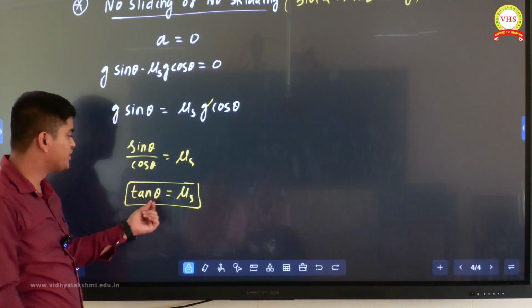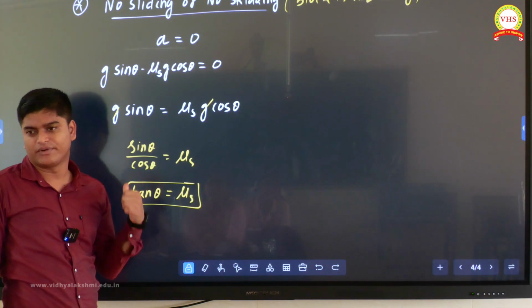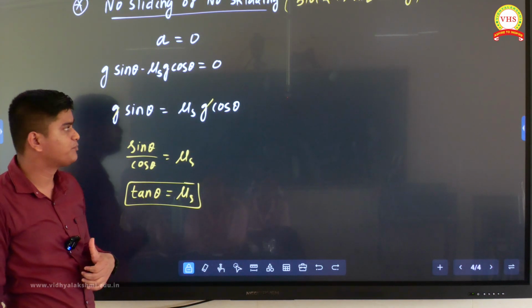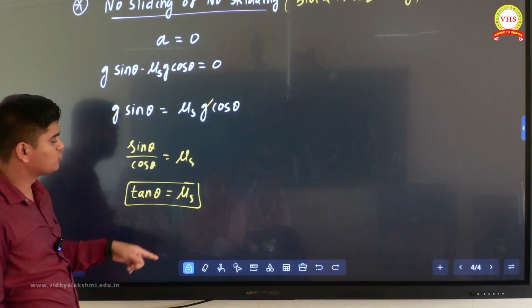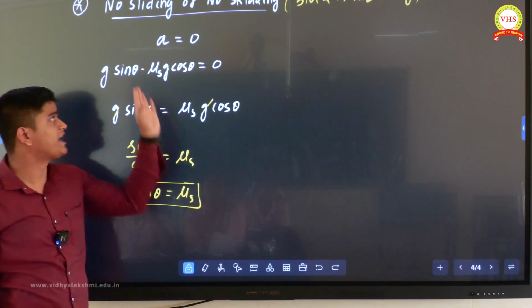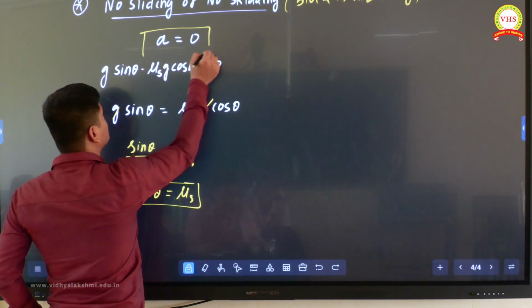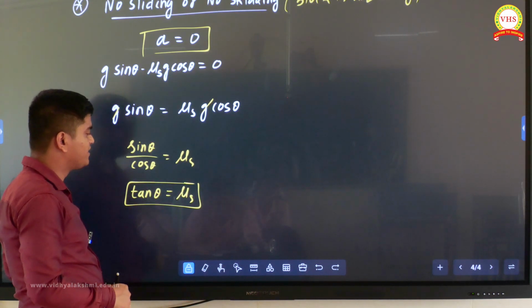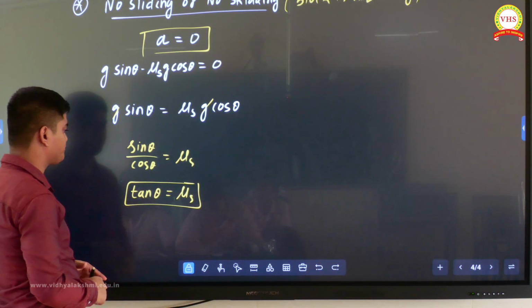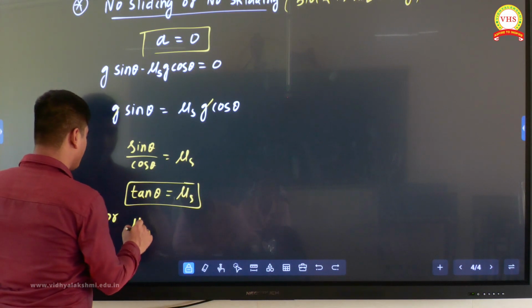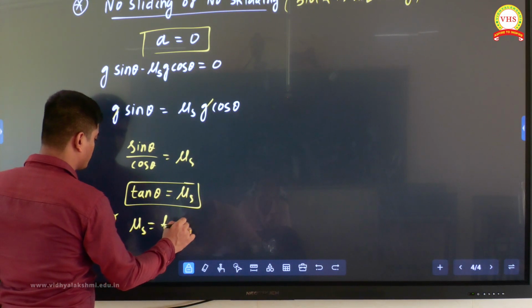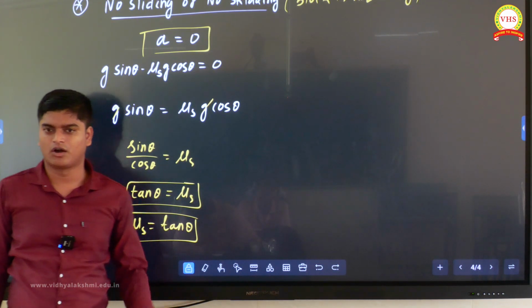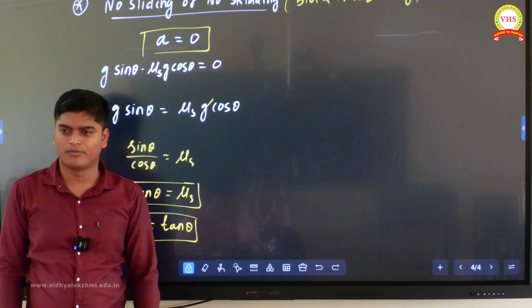This theta is called the angle of inclination, or sometimes the angle of repose. So you understood the condition coming: no sliding, no skidding, no motion. So A equal to 0, tan theta equal to mu s. Or you can write mu s equal to tan theta. This is what you should remember about the inclined plane. Up to this point you should understand. I hope you got the point.